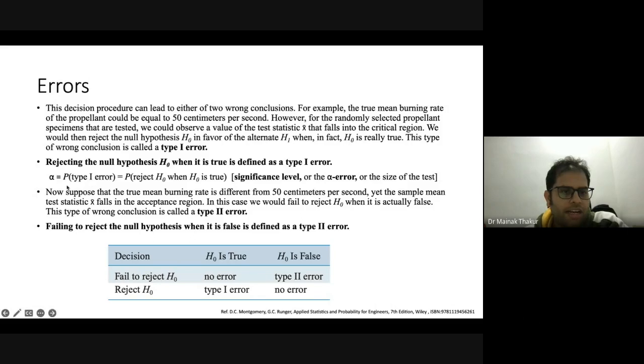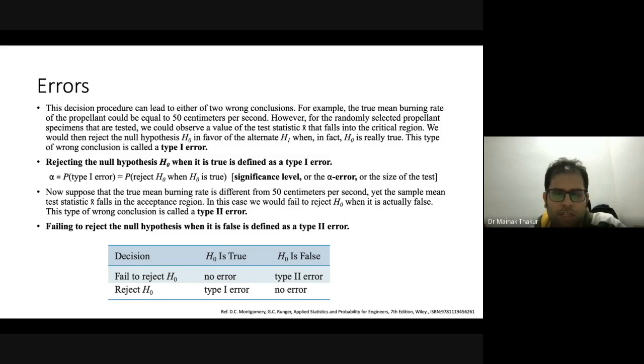Probability of type 1 error is alpha. It is the probability of rejecting H naught when H naught is true. It is also called the significance level, the alpha error, or the size of the test. So alpha is very important. Actually, we control alpha only in any hypothesis testing.